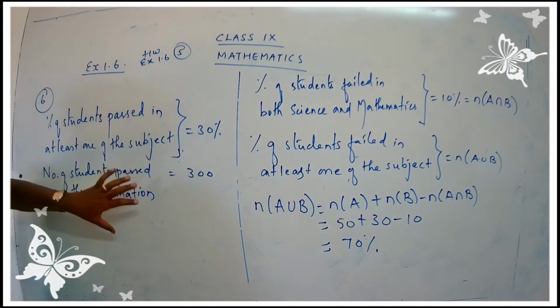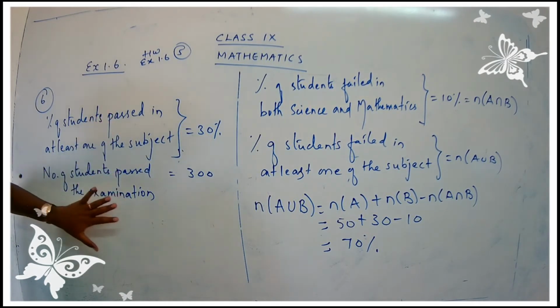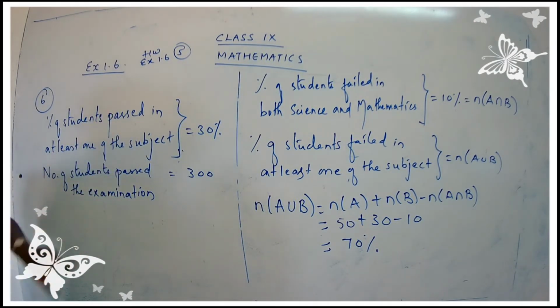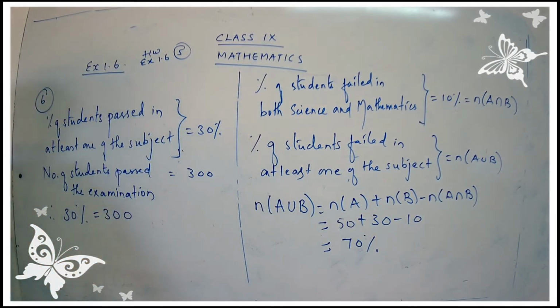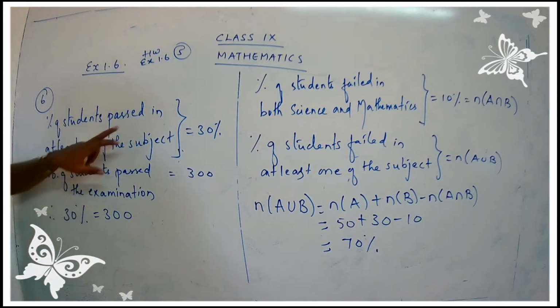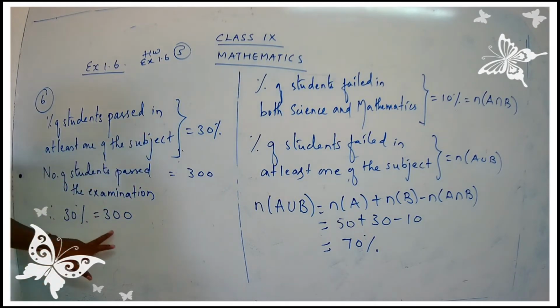When you talk about this, both are mostly the same information. Here the information is about the number of students, the number of students passed in the examination. And here you have a detail about the percentage of students. So now you are going to compare these 2 statements. You get here, therefore, 30% is equal to 300. Percentage of students passed in at least one of the subjects means he would have passed in one subject or he would have passed in both the subjects. And now here, what is the statement given to you? Number of students passed in the examination. So you have to compare these two statements. So you get 30% is equal to 300.